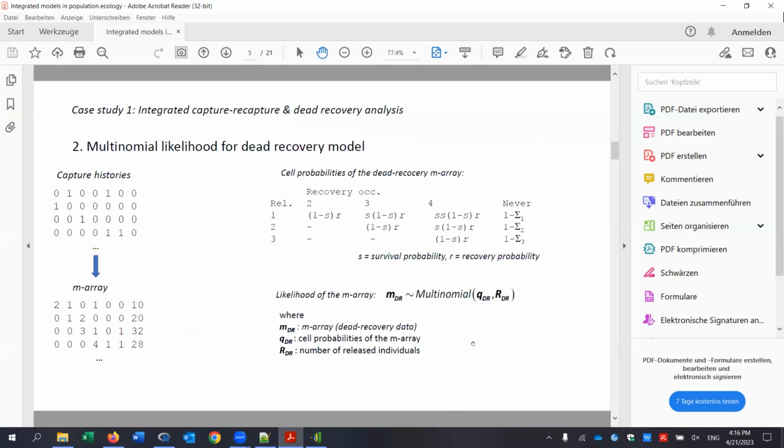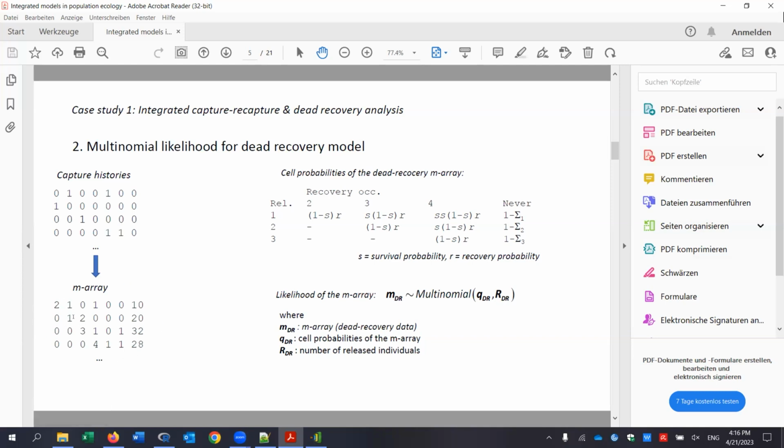Next step is we want to use the dead recovery data to estimate survival. Now the dead recovery data looks like that. We have already seen this. And again, for the dead recovery data set, we could use state space models, which again requires that we loop over all individuals over all time steps, which is computationally intensive. But we can also make an M-array for the dead recovery data set. Yeah, and then it looks like that.